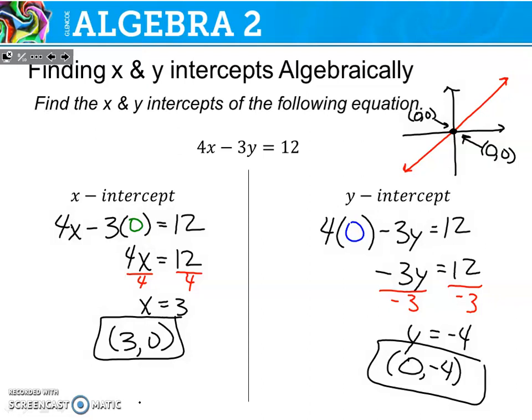Basically I just want to show you guys that it is possible that your x and y intercept could be the same thing. It's only possible, though, if it is at 0, 0. That's the only time that could happen.